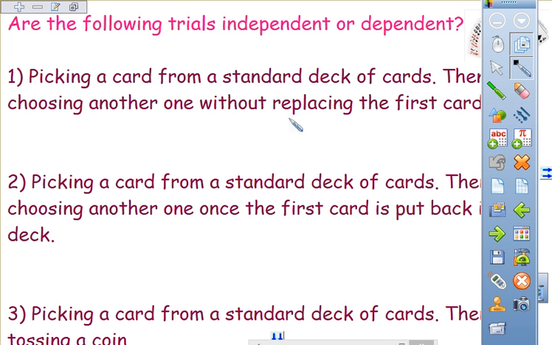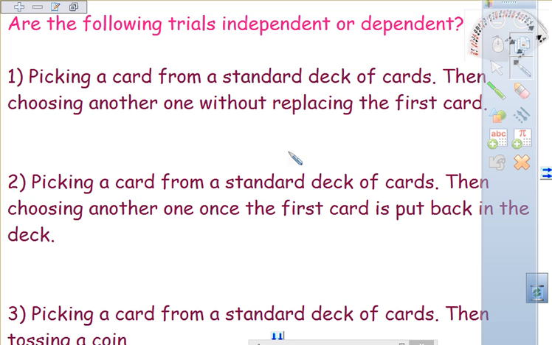So let's decide whether the events are independent or dependent. Number 1, picking a card from a standard deck of cards, then choosing another one without replacing it. I would say this is dependent. On the first draw, you're going to have 52 cards, but you're going to keep it. So on the second draw, you would only have 51 cards. So the sample space changes.